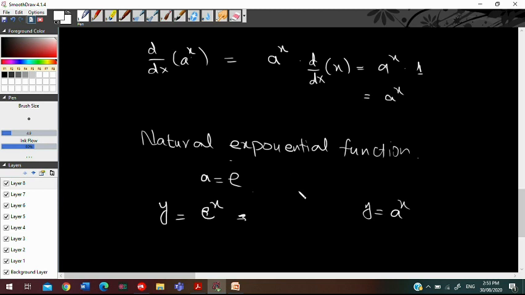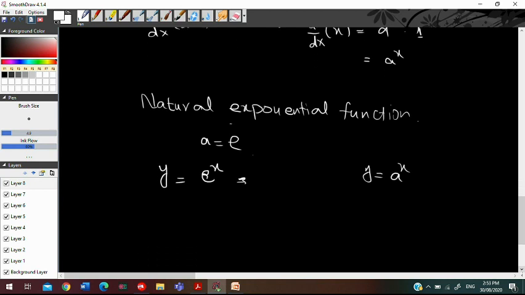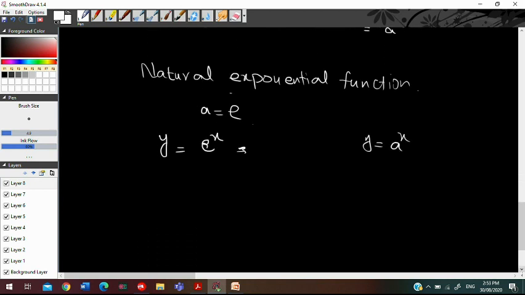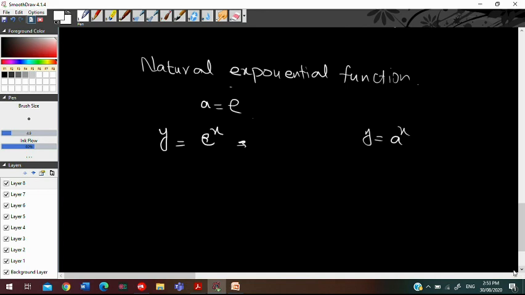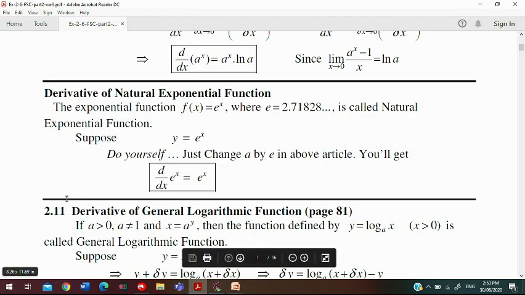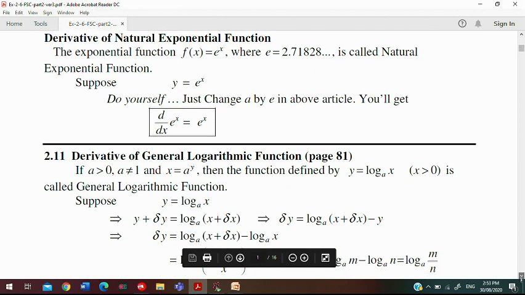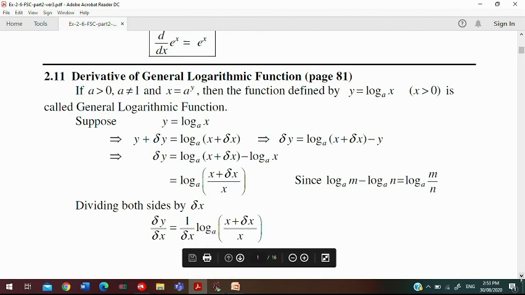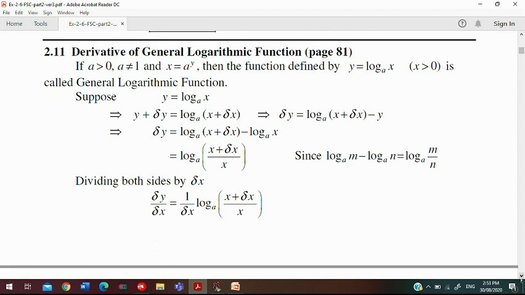When you apply the derivative formula method, you will obtain the same result. And now you can see the derivative of the general logarithmic function. Now, the general logarithmic function, derivative of the general logarithmic function.